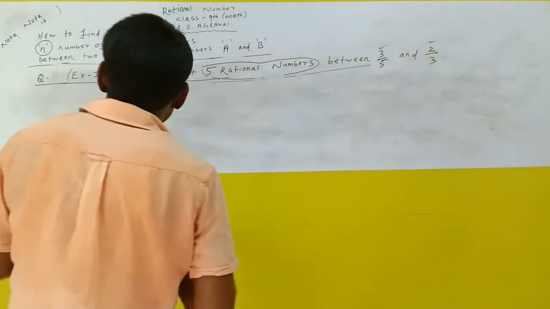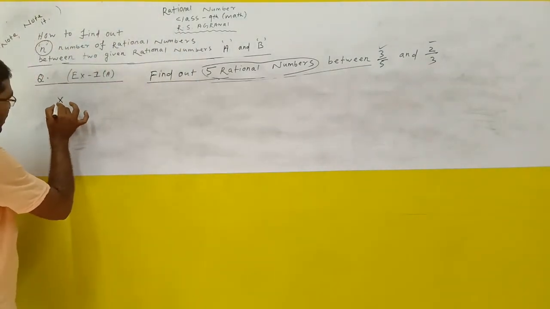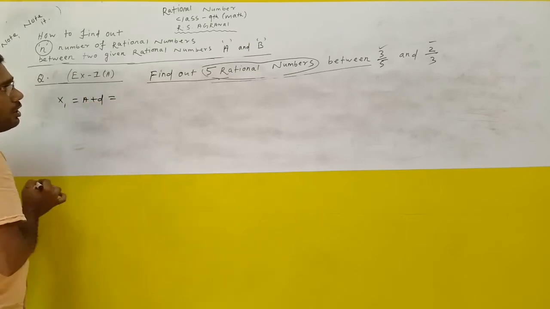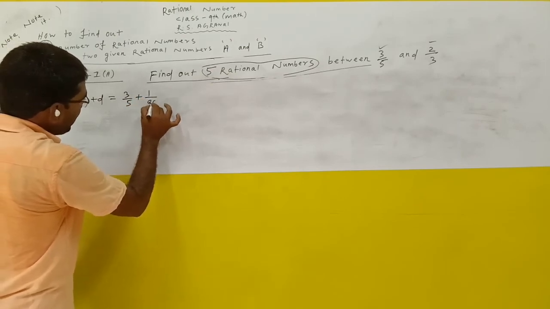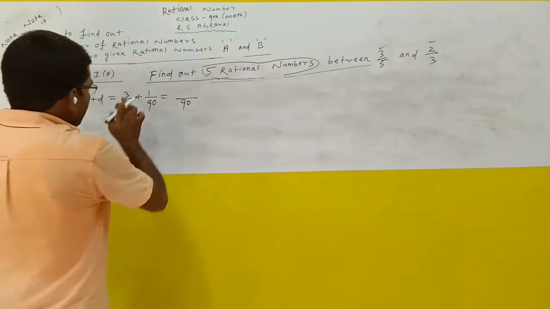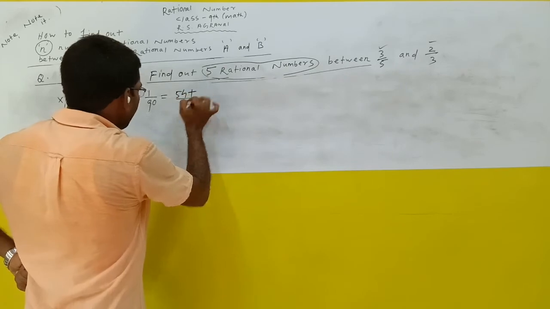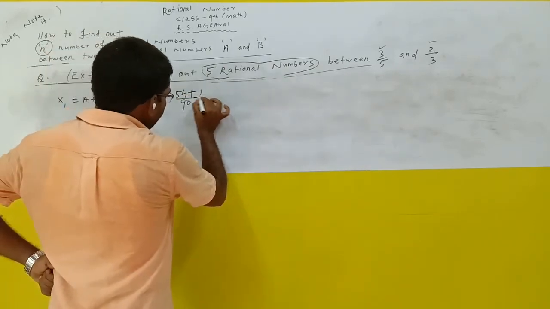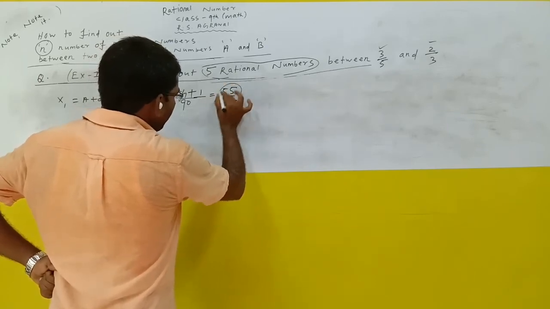After finding out the value of d, then find out the first required rational number, that is x1, equal to a plus d, equal to value of a equal to 3 by 5 plus value of d equal to 1 by 90. Now take the LCM, that is 90, and in place of 3 by 5 it will be 54 by 90, plus 1 by 90. Finally you got 55 by 90. It is the first required rational number.